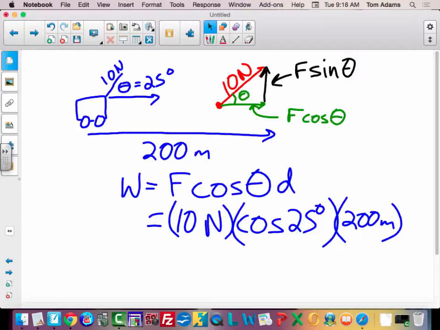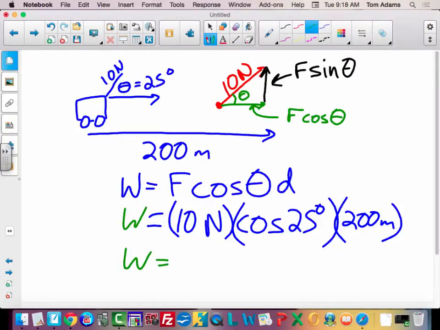So when you plug all that in your calculator, you should get work is equal to 1.8 times 10 to the 3 joules, I think is what it'll work out to. I got 1812.6155. Yeah, they are using significant figures.